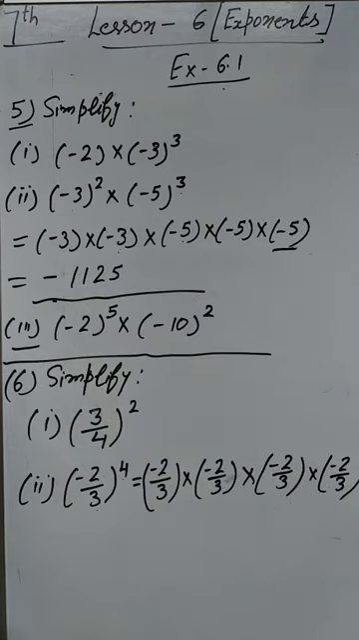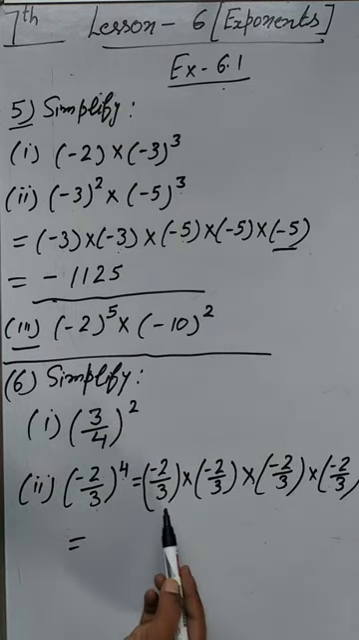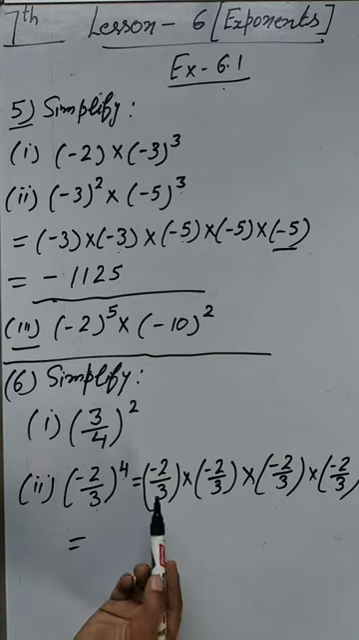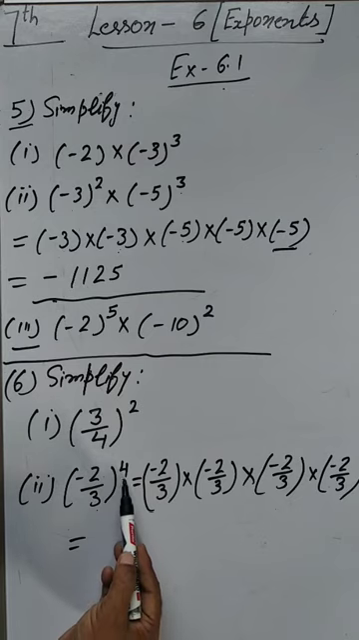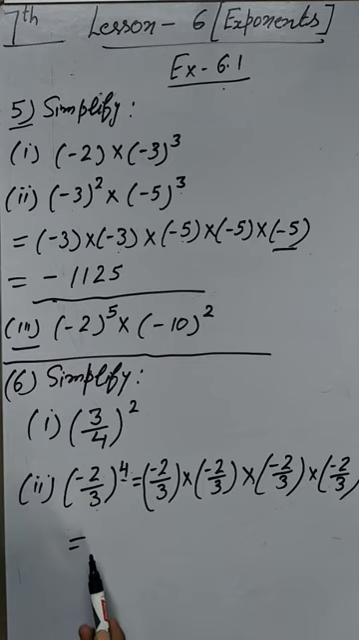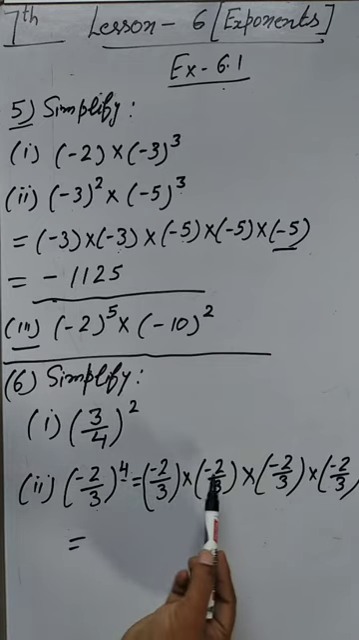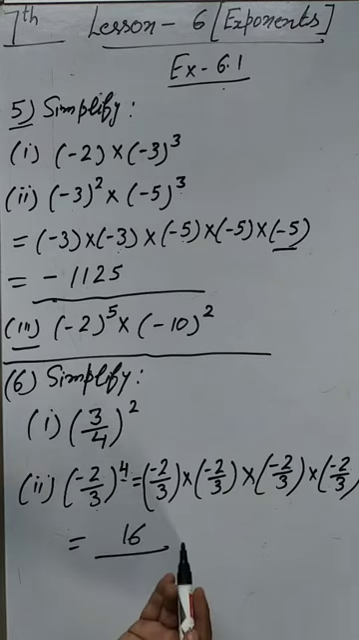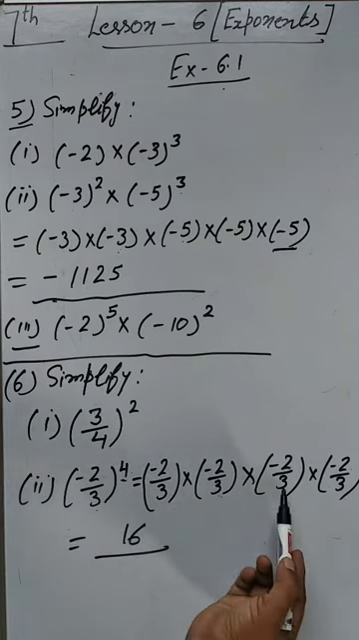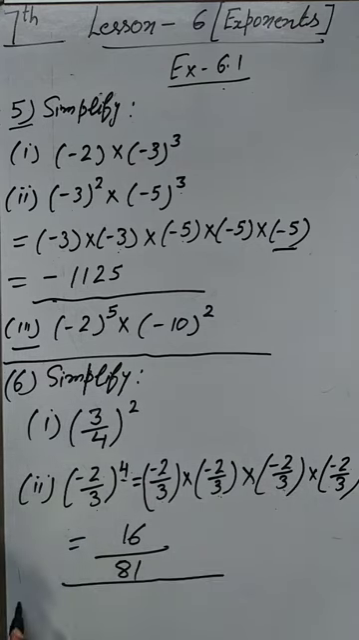Clear beta? Understood? Now simply beta, numerator multiply with numerator and denominator with denominator. First of all look at the sign. How many times minus is here? 1, 2, 3, 4, means the power is even. So your final answer will be a positive number. Now multiply numerator with numerator and denominator with denominator. 2 into 2, 4, 4 into 2, 8, 8 into 2, 16. Now 3 into 3, 9, 9 into 3, 27, 27 into 3, beta, 81. So your answer is 16 upon 81.